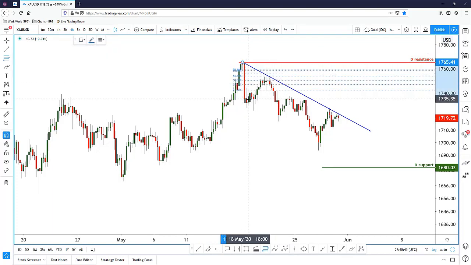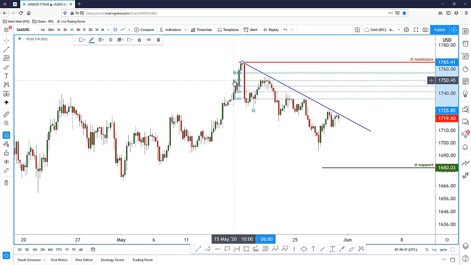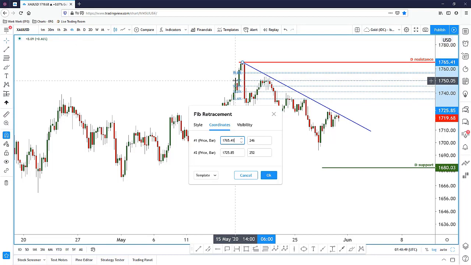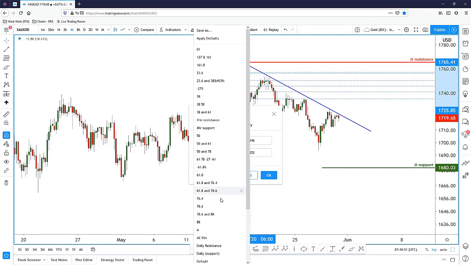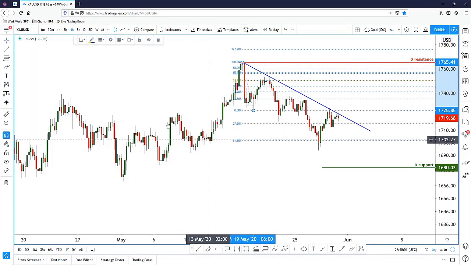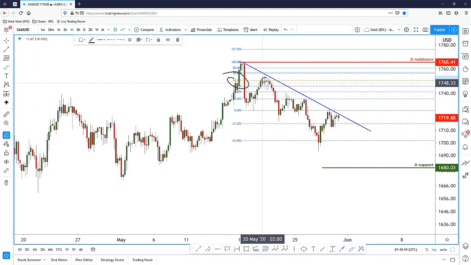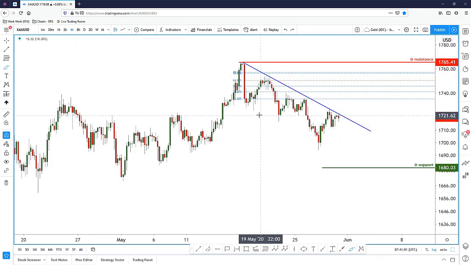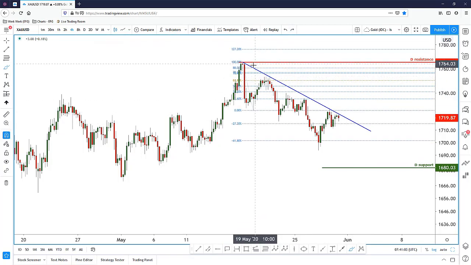Let me show you guys from the high to the low, and we see that price over here actually tapped the 61.8 level. Let me just do the retracement again.